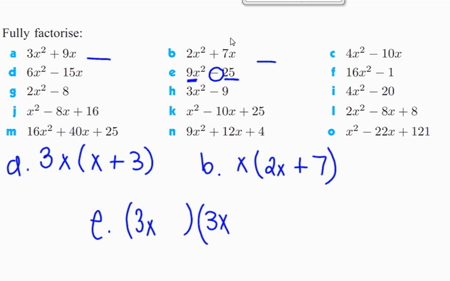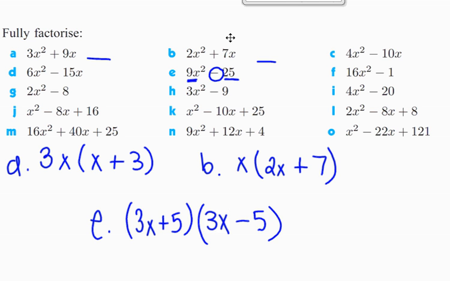And we add and subtract the square root of 25. So we'll have plus 5 and we'll have minus 5. And then when we expand that, again, that would give us 9x squared minus 25. So now that is fully factored.